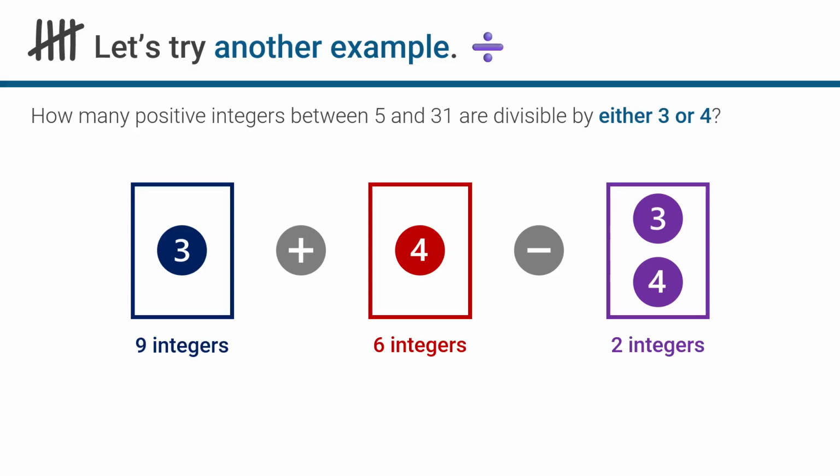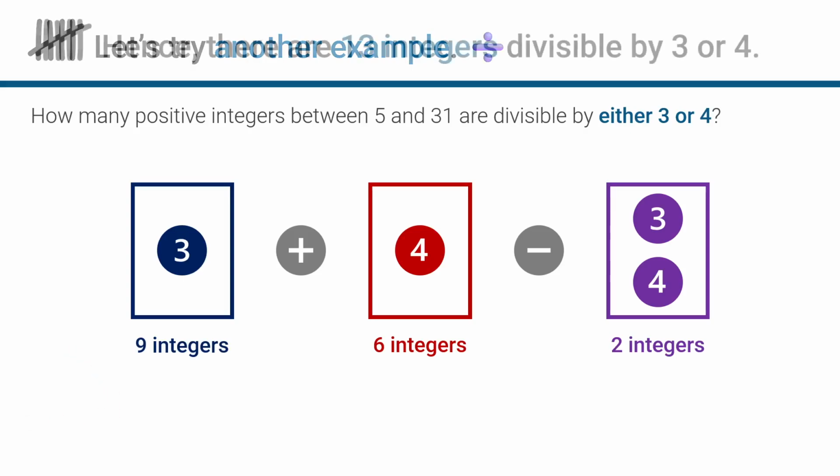How many positive integers between 5 and 31 are divisible by 3 and 4? So later we'll be doing a visual counting of this. For now this will be more of the explanation on how the formula works. So there are how many? There are 13 integers divisible by 3 or 4. So that will be 9 plus 6 minus 2. Okay, so that will be 13.